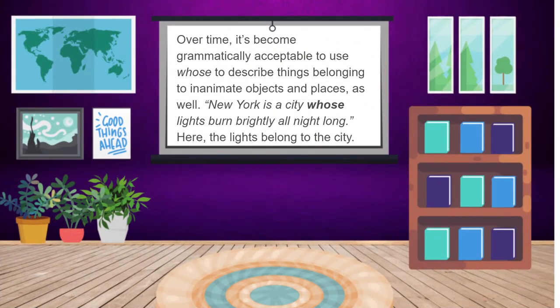Over time, it's become grammatically acceptable to use whose to describe things belonging to inanimate objects and places as well. For example, New York is a city whose lights burn brightly all night long. Here, the lights belong to the city.